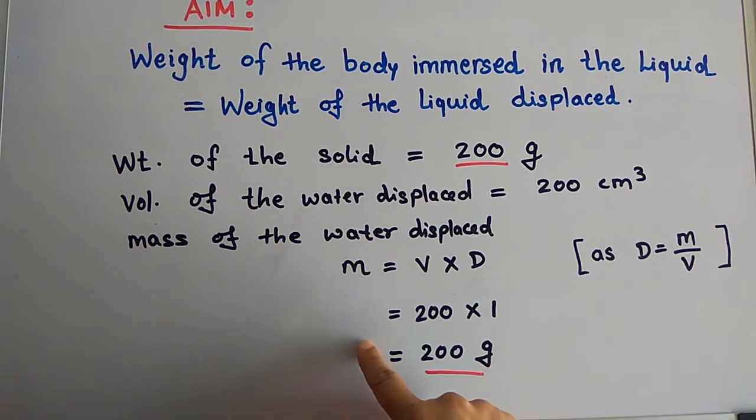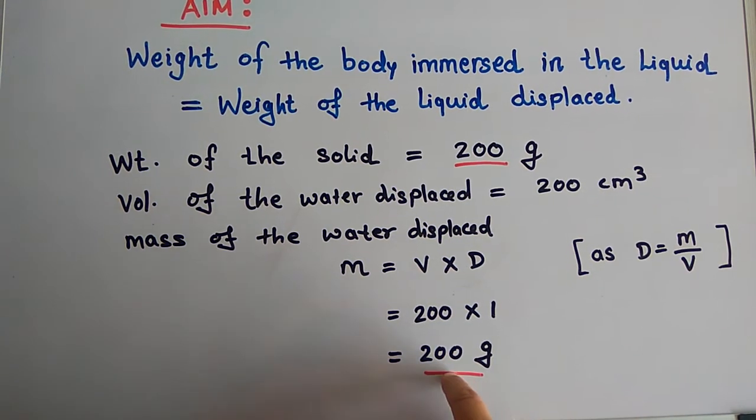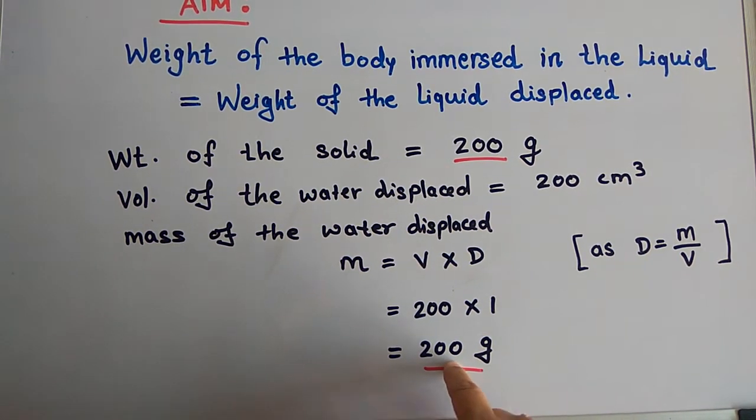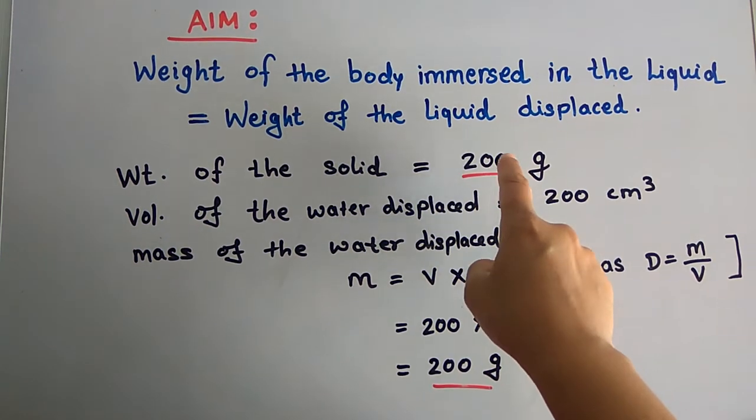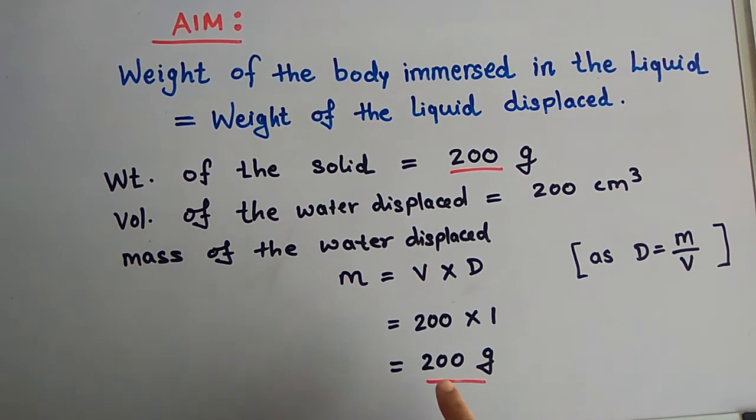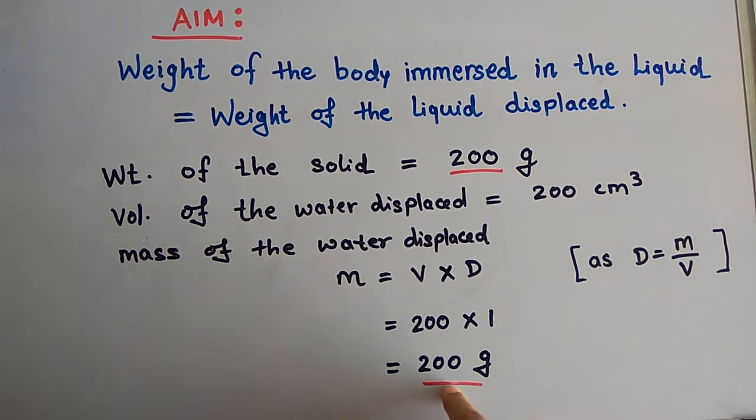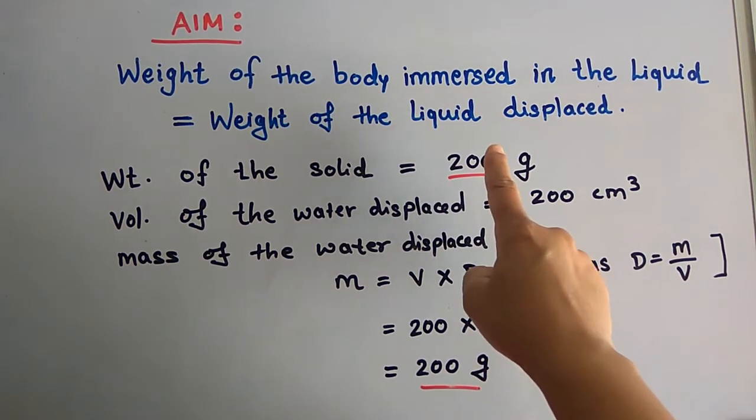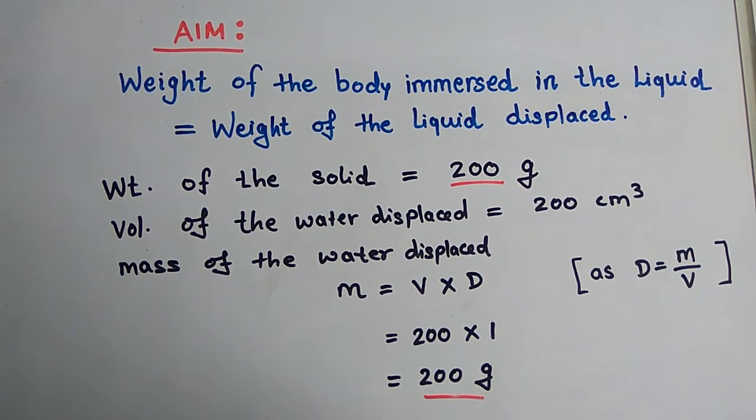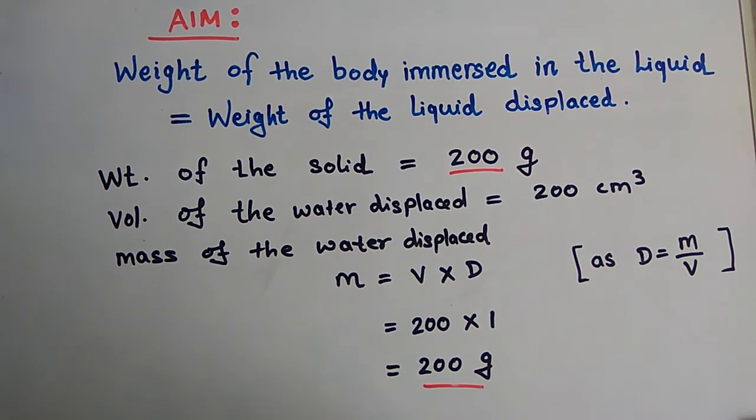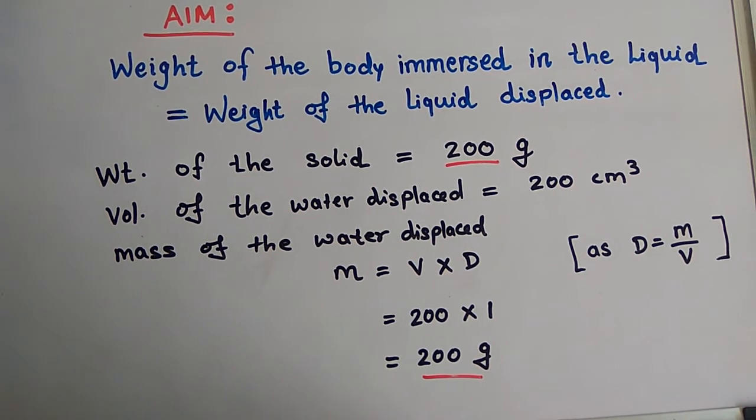So you will get mass of the water displaced by the body is 200 gram, which is same as mass of the body, or weight of the water displaced is 200 gram, which is same as weight of the body. So this proves our today's experiment, or this verifies today's experiment. I hope you have understood.